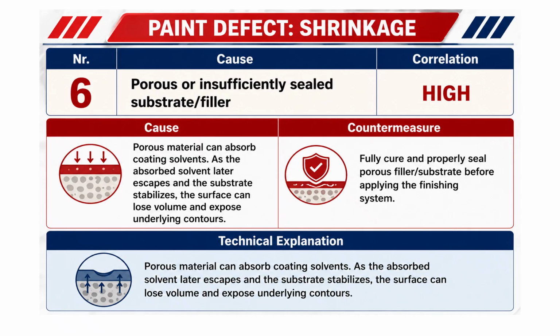The number six probable cause would be porous or insufficiently sealed substrate or filler. Porous material can absorb coating solvent. As the absorbed solvent later escapes and the substrate stabilizes, the surface can lose volume and expose underlying contours. The recommended countermeasure is to fully cure and properly seal porous filler or substrate before applying the next finishing system.